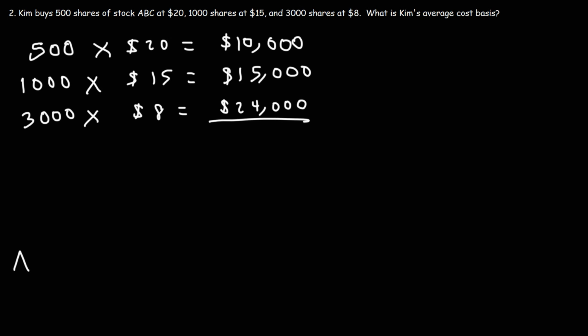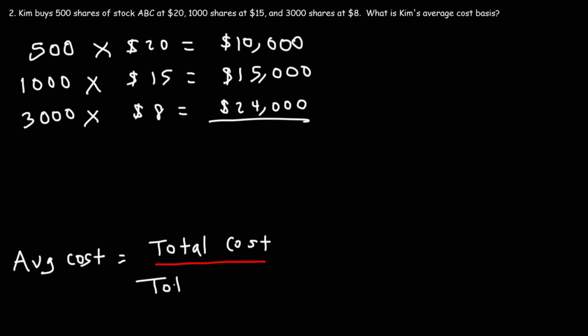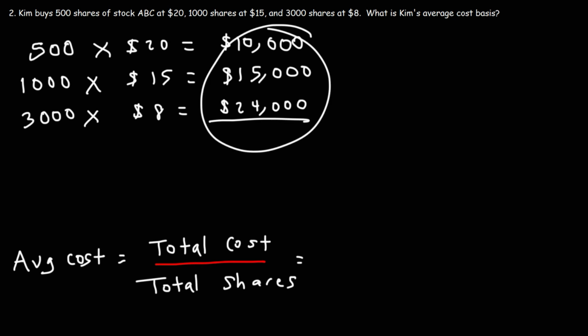So now let's rewrite the formula. The average cost per share is going to equal the total cost divided by the total number of shares. So we just need to add up these three numbers to get the total cost. 10 plus 15 is 25. 25 plus 24 is 49. So the total cost is 49,000.